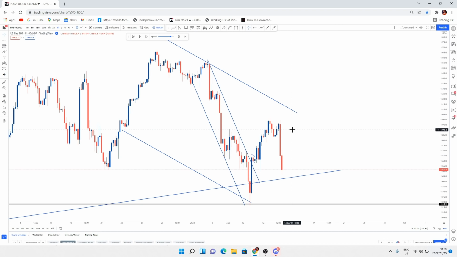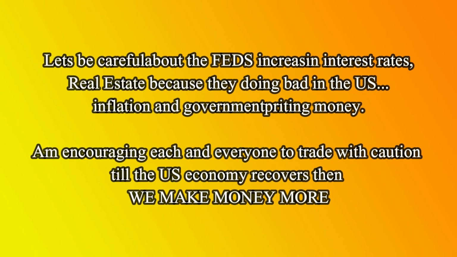If there's a best piece of advice I want to give you from trading now, either currencies, Nasdaq, indices, or anything, guys, before you start this week or the other weeks, be careful about the Fed increasing interest rates and real estate, because it's doing badly in the US. Inflation and the government printing money. I'm encouraging everybody to wait until the US economy recovers, so that we can buy and hold and have the most profitable weeks, or profitable days, all the time.